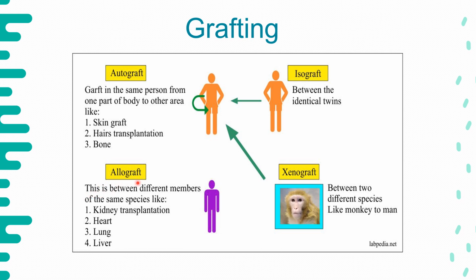Here, the allograft, this is between two different members of the same species, like kidney transplantation, the heart, the lung, and the liver. And the last one is the xenograft. It occurs between two different species, like monkey to man.